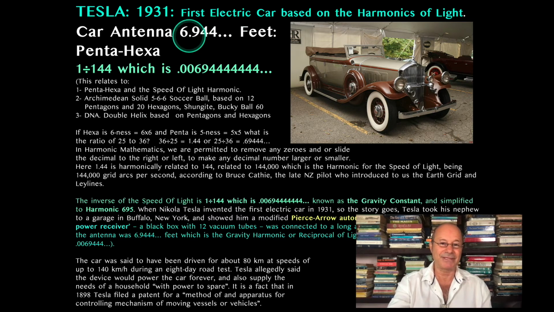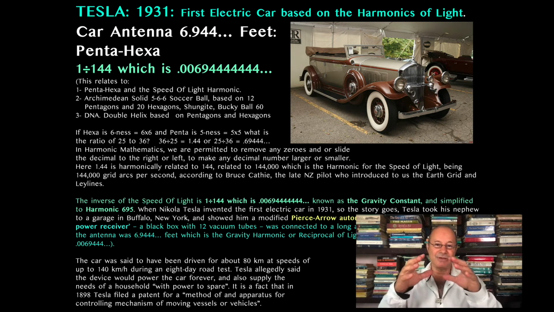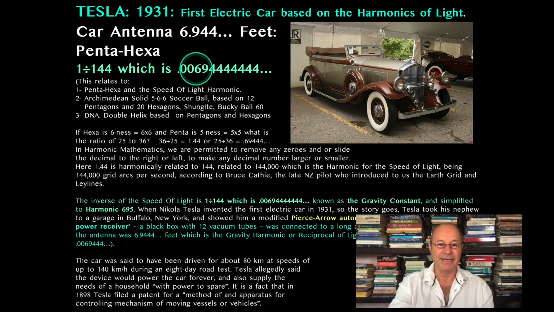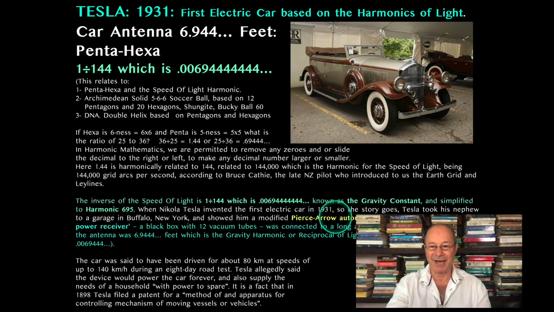And just to explain why that's important, when we take the harmonics of light, we think of light as 144,000 grid arcs of grid per second. So when we divide this number 144 into unity consciousness, 1 divided by 144 is 0.0069444. And if we slide this decimal, this is what harmonic maths is about. Harmonic maths means we can add and take zeros, or we can slide the decimal and get 6.94, and that's the length in feet that Tesla attached to his Pierce Arrow automobile.